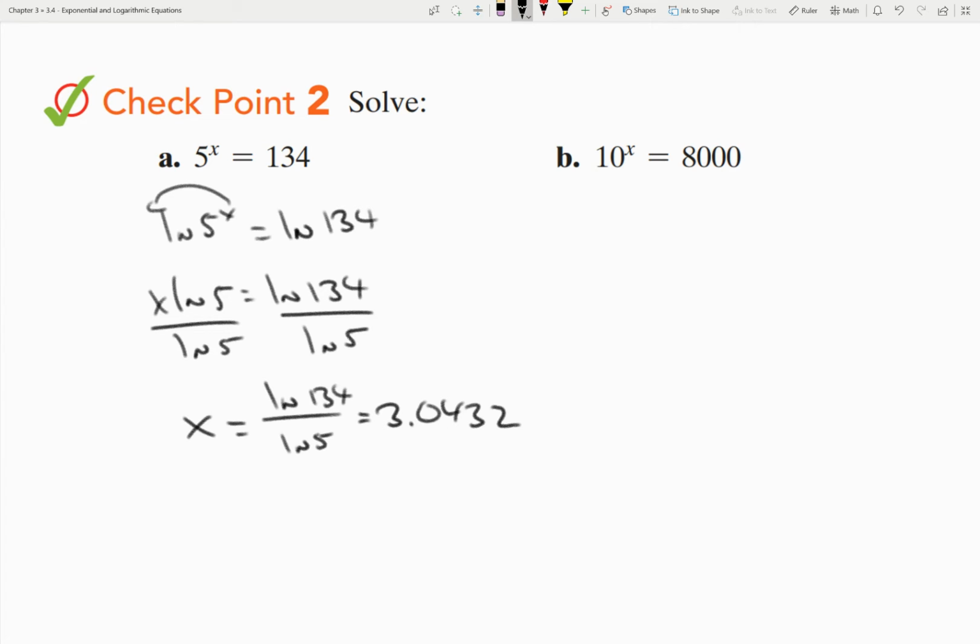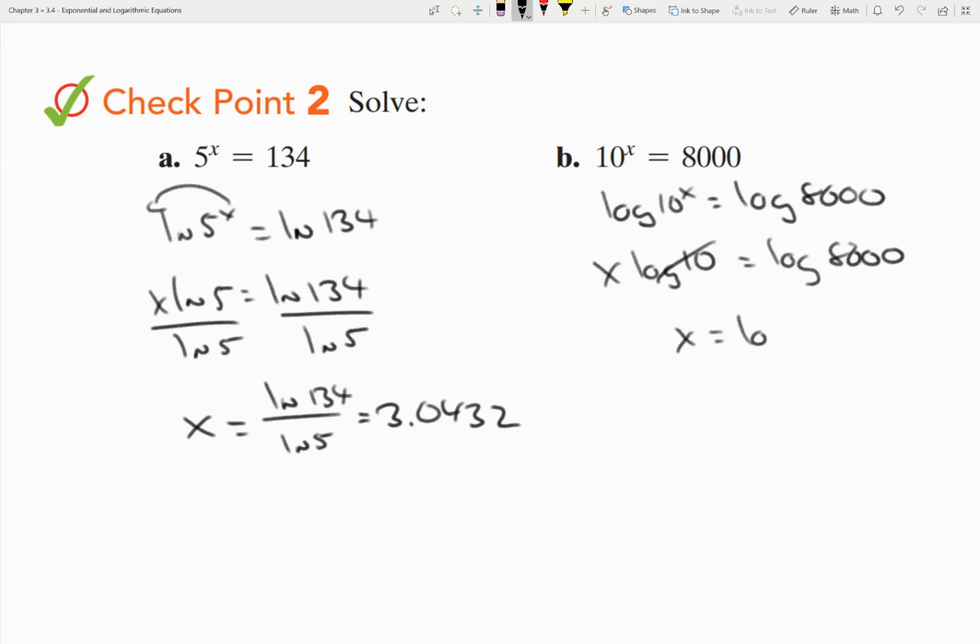And again, for part B, I'm going to use the regular logarithm because I see a 10. So I'm going to use the common log of 10x is equal to the log of 8,000. The x comes to the front. The log of 10 just goes away. And so that is my answer. My answer is x is equal to the log of 8,000, which is going to be a little less than 4. Not quite enough room. 3.9031.